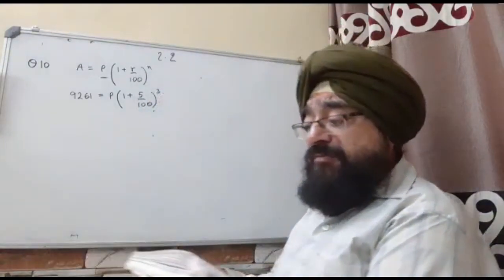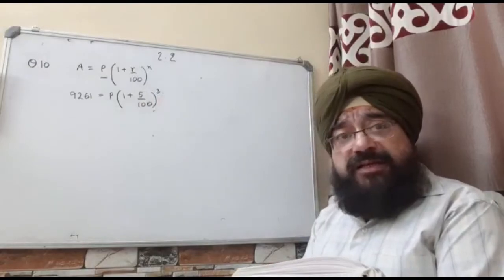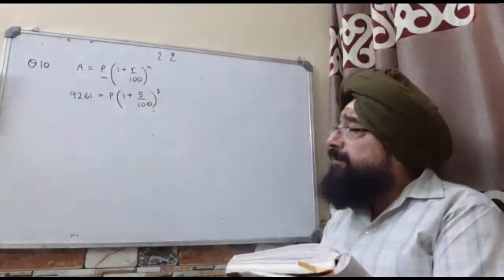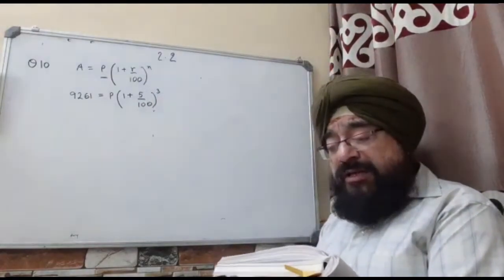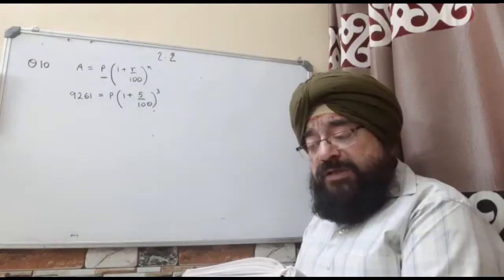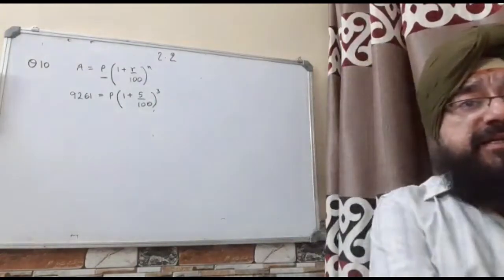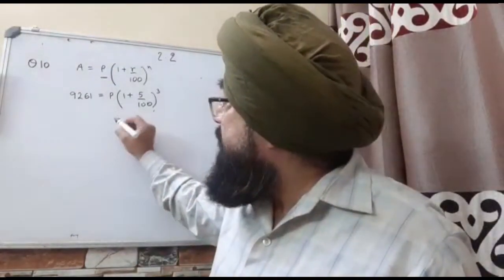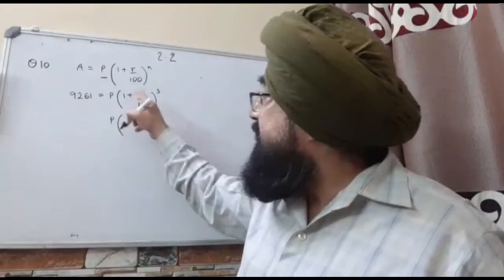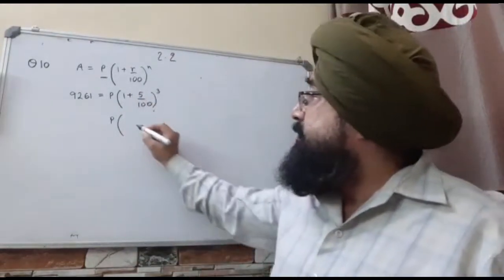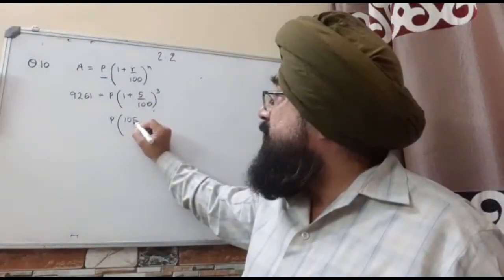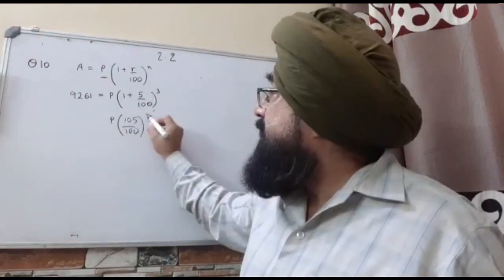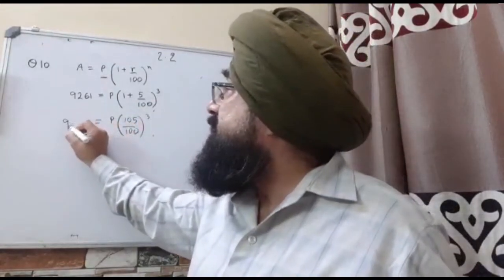See, we have implemented the values given in the question in this formula, and we see that only one quantity remains unknown, which by our mathematical abilities we'll try to find out. So P remains P, and what happens inside? I take the LCM. It becomes 105 over 100 to the power 3 into P is equal to 9261.